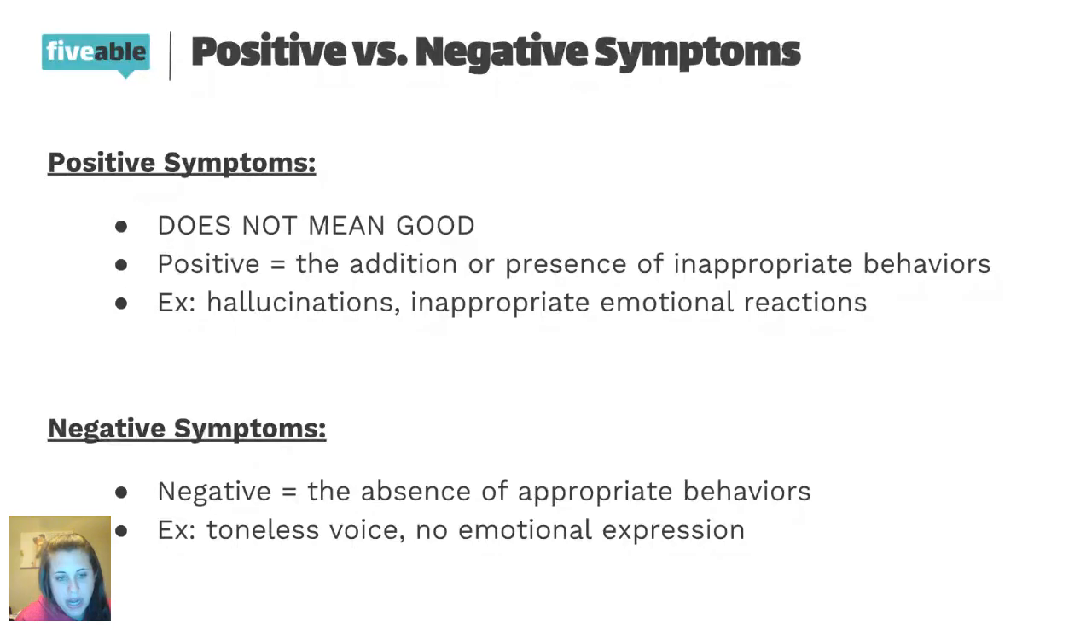Negative symptoms then, if positive is adding in, negative is the absence or the subtraction of appropriate behaviors. So sometimes people with schizophrenia have a toneless voice. They talk completely monotone. They have no expression, no sort of emotiveness. So they have an absence of that kind of appropriate emotional tone.